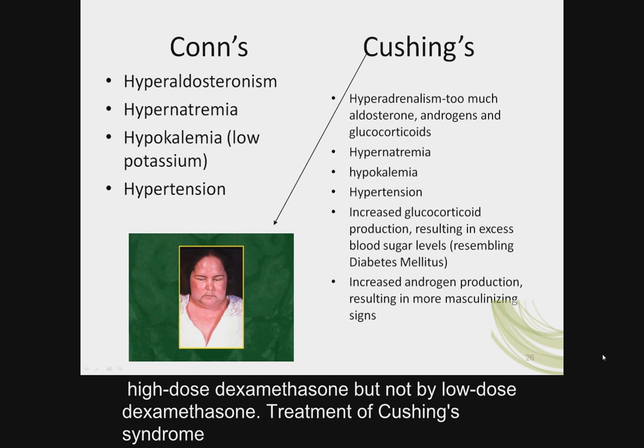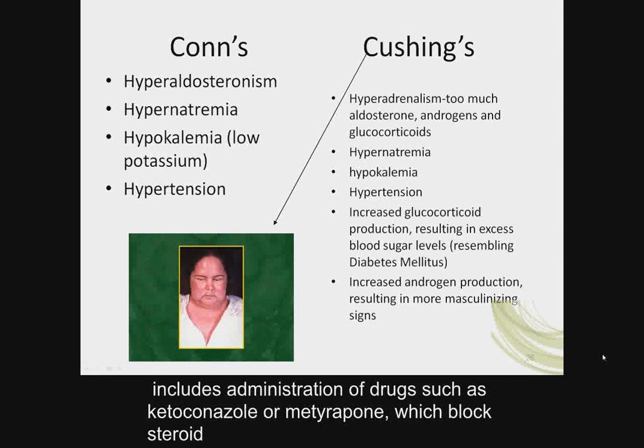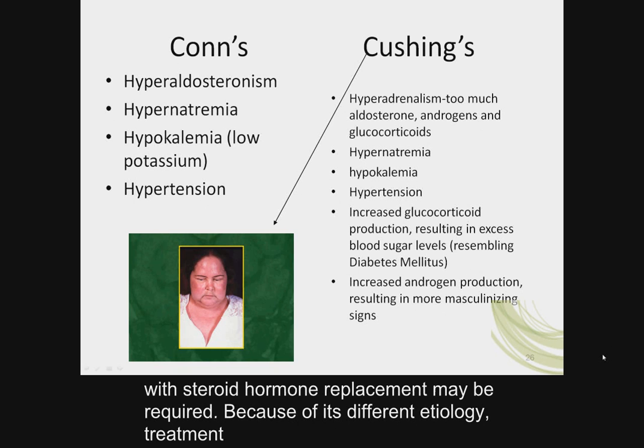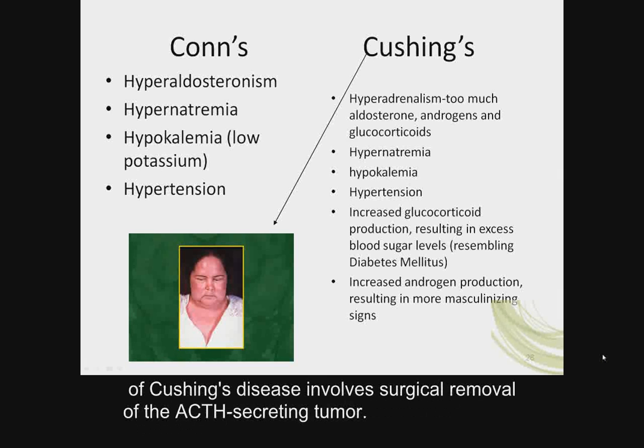Treatment of Cushing's syndrome includes administration of drugs such as ketoconazole or metirapone, which block steroid hormone biosynthesis. If drug treatment is ineffective, then a bilateral adrenalectomy coupled with steroid hormone replacement may be required. Because of its different etiology, treatment of Cushing's disease involves surgical removal of the ACTH secreting tumor.